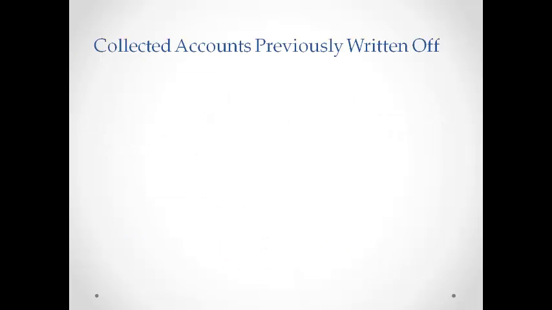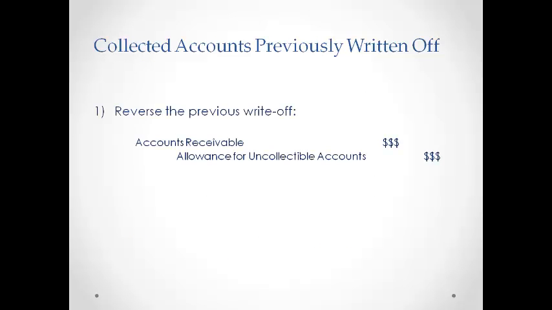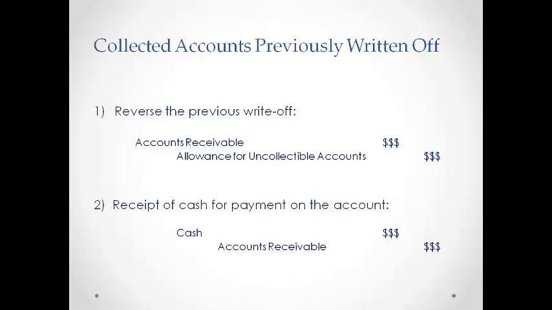An amount that was previously written off may be collected from a customer in a later period. When collection occurs, the journal entry previously recorded is reversed, and the payment on the account is recorded in the current period.